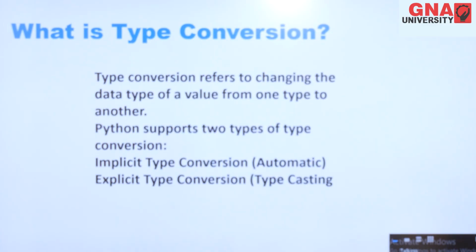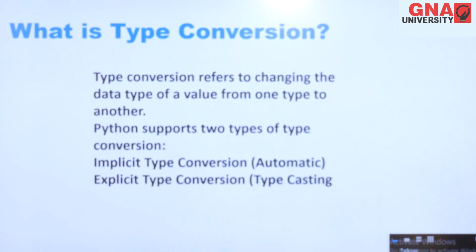Type conversion refers to changing the data type of a value from one type to another. Python supports two types of conversion. Number one is implicit type conversion, that is automatic. And number two is explicit type conversion, or we can say typecasting.